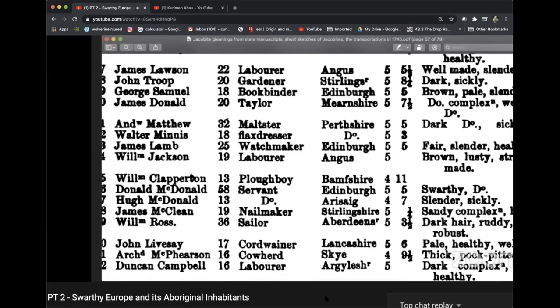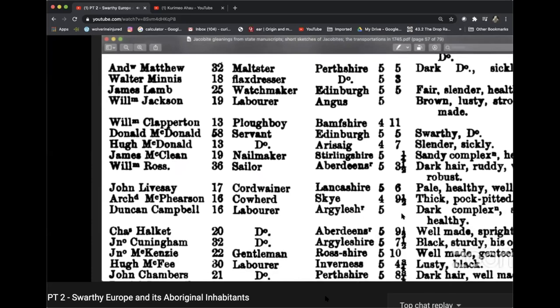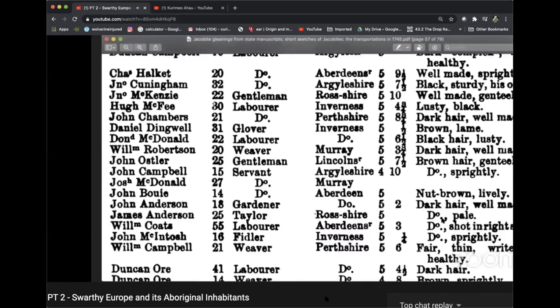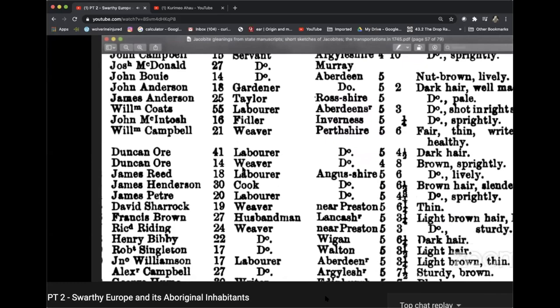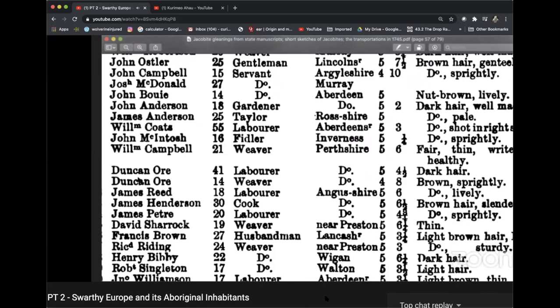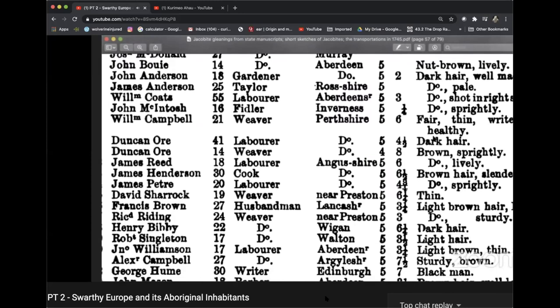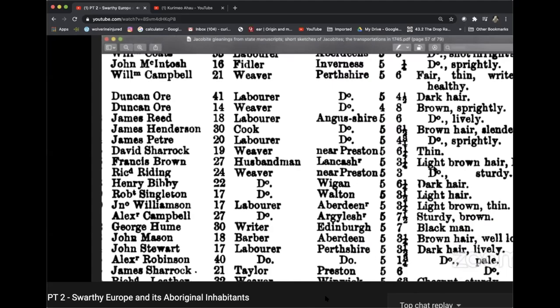But as you can see, these are all swarthy, dark, dark complexion, black, sturdy. Look: dark hair, brown, black, dark brown, nut brown. He's a nut brown, dark hair. He's fair. Brown Spring, Brown. Oh, look at the last name, Reed. We're not talking about Africans here just because these are dark complexion people. Brown, sprightly, light brown. Even when they're light brown, they're getting very specific.